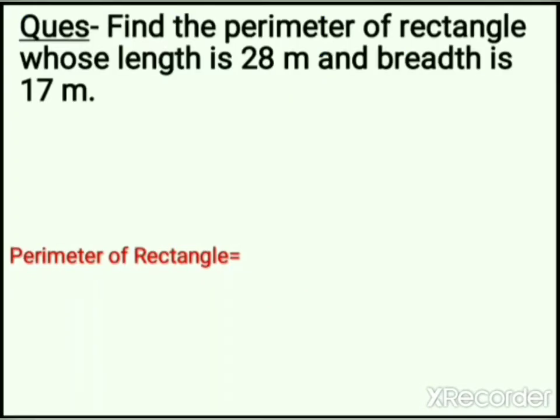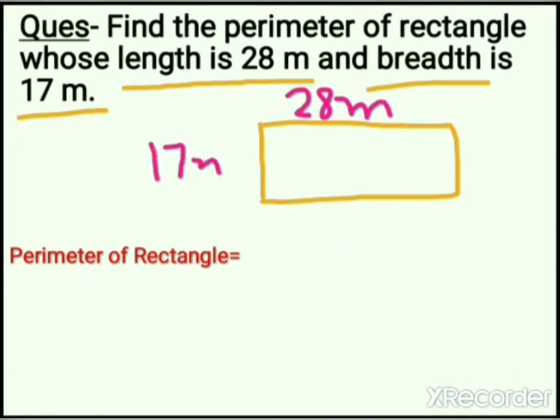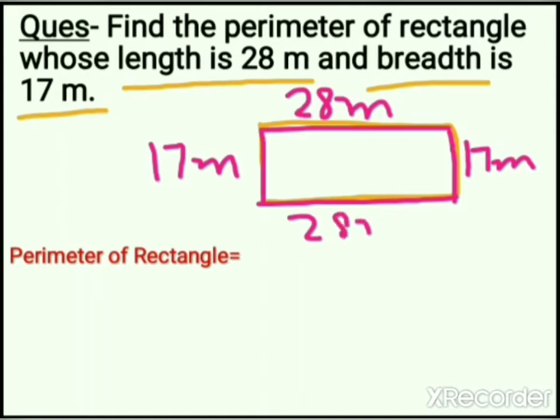Find the perimeter of a rectangle whose length is 28 meter and breadth is 17 meter. Here, this is the rectangle and the length given is 28 meter. The longest side is called the length of the rectangle, so it is 28 meter, and the breadth is 17 meter. We know opposite sides of a rectangle are of equal length. So if this is 17 meter, this side will also be 17 meter. If this is 28 meter, this will also be 28 meter.